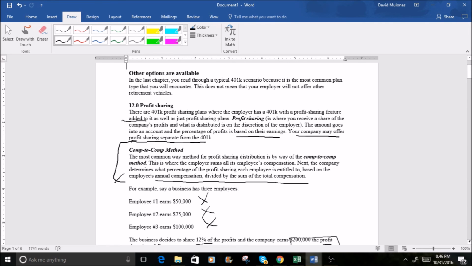In the next section, in 12.1, we will get into ESOPs, which are employee stock ownership programs.